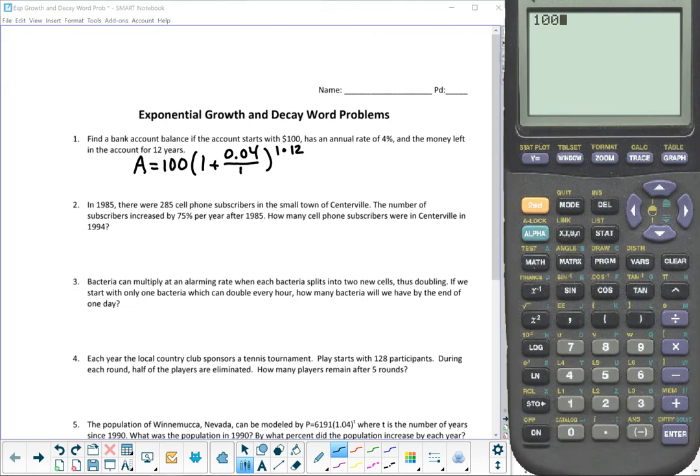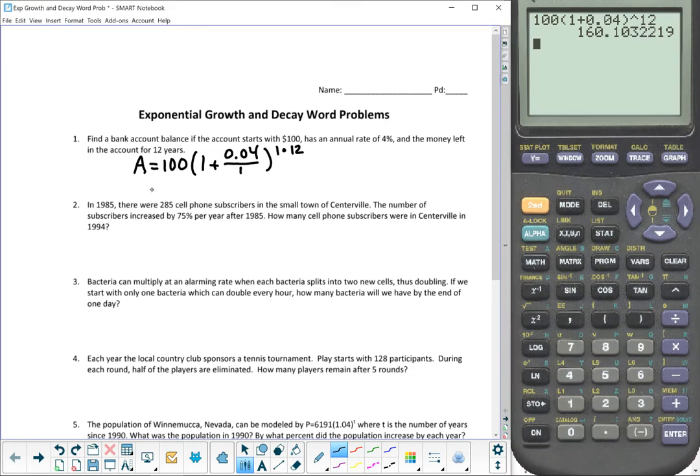It's going to be 100 parentheses 1 plus, and I'm doing 0.04 divided by 1 in my head, which comes out to be 0.04. And then I'm going to do 1 times 12 in my head, or you can do it in the calculator, but I'm just going to write down 12. And that's going to come out to be $160.10. So that comes out to be a grand total of $160.10.